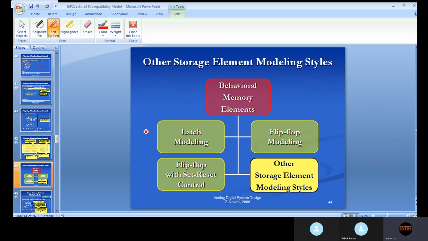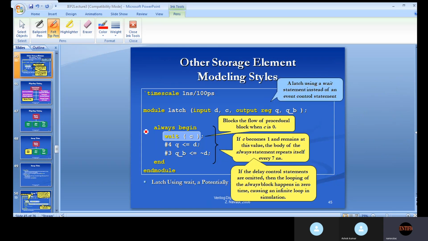Another storage element modeling style is the latch. Here you are taking a latch with input d, output q and q bar. Why are we using a wait statement? It will block the flow of the procedural block. Until the value of c becomes 1, these two statements will not execute. If c is equal to 1, these two statements will be executed, in 7 time steps.